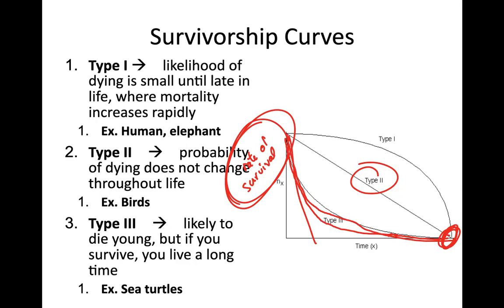Sea turtles are a great example. So sea turtles, the majority of the eggs that are laid on the beach are probably going to die, but the fraction that survive will live to be 80, 100 years old. They live for a very long time.